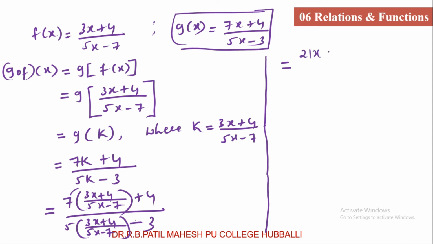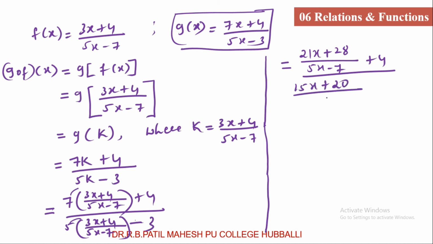21x plus 28 divided by 5x minus 7, plus 4 will keep as it is, divided by, multiply 5 into the numerator, 15x plus 20 upon 5x minus 7, and minus 3. Hope you all remember how to simplify the fractions.